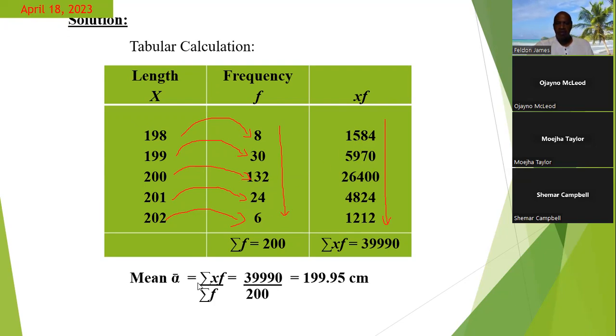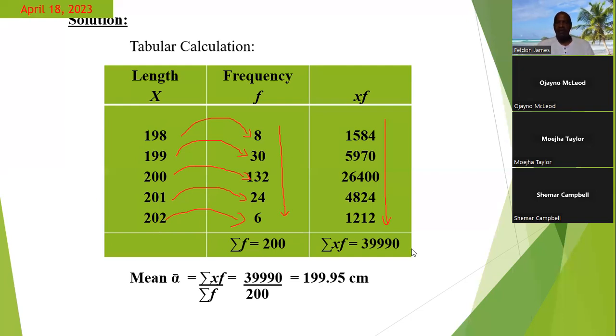So wherever you have the sum of XF, you put that above, and you divide it by the sum of F. So that would give you 39,990 divided by 200. And so the mean would be 199.95 centimeters. So this value, the mean, would be a single value that represents all the X values. It would actually fall somewhere in the middle of all of these values.